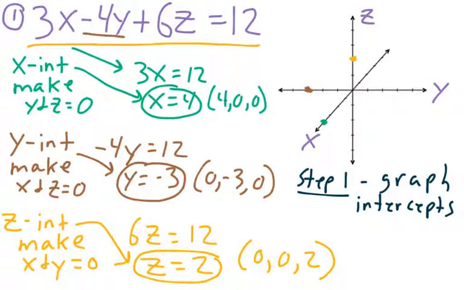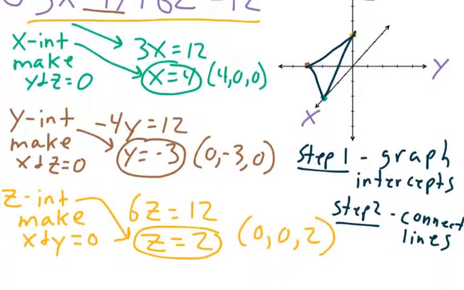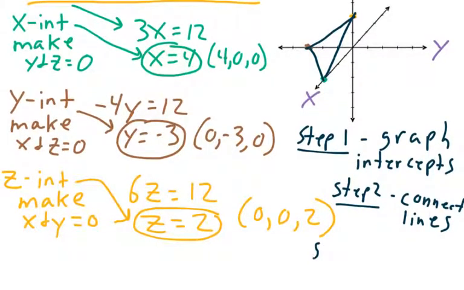Step 2, just connect your lines. We're almost done here. So I'm going to do that now. I'm going to connect. There should be 3 lines to make. That line, and that line. Done. And step 3, shade. Shade in between. So I'm going to do this right here.